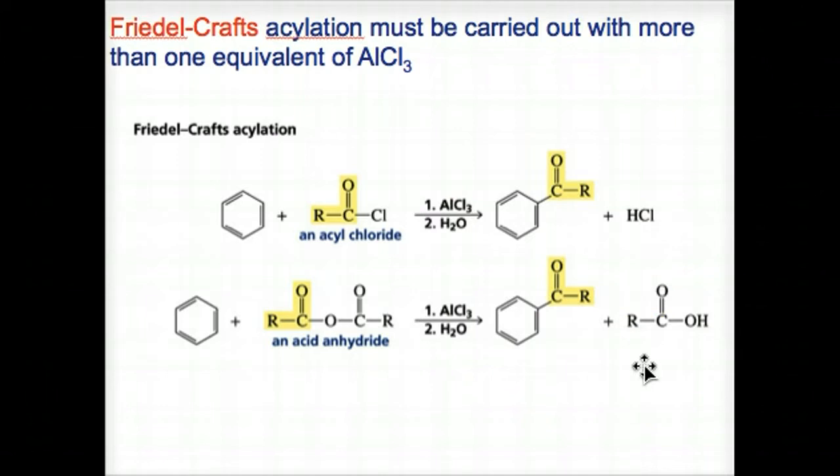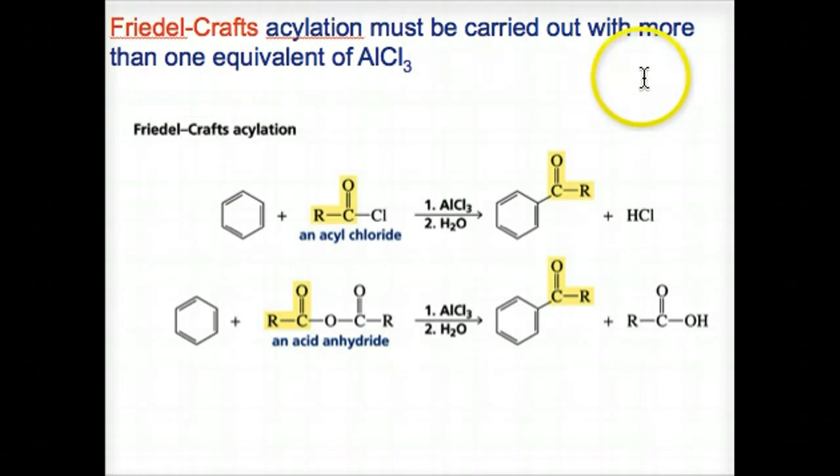Both of these are acylation, as you can see in the products. Either an acyl halide or an acid anhydride can be used for Friedel-Crafts acylation. An acylium ion is the electrophile required by a Friedel-Crafts acylation reaction. The ion is formed by the reaction of an acyl chloride or an acid anhydride with aluminum trichloride, a Lewis acid. So you can see what's going on here.